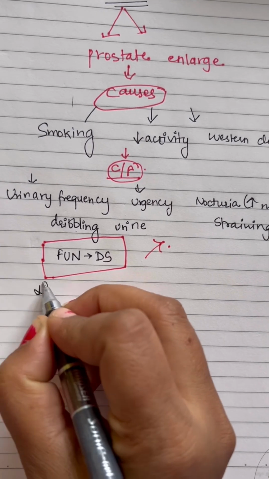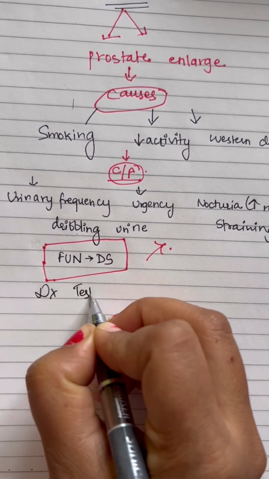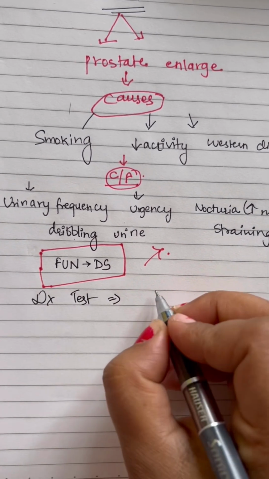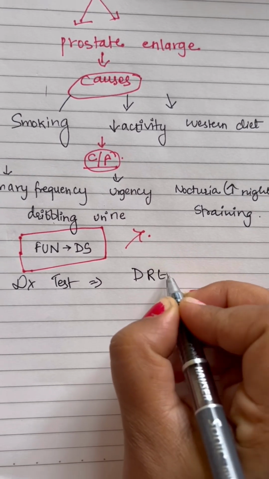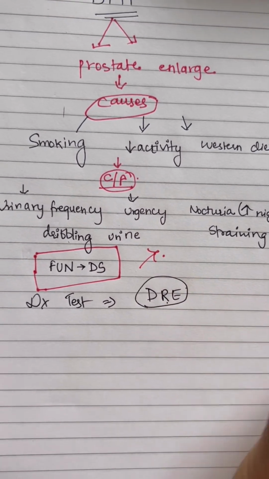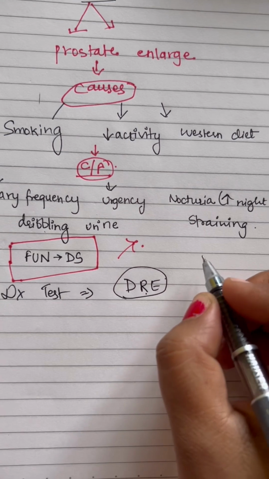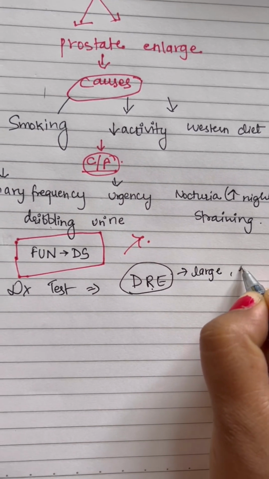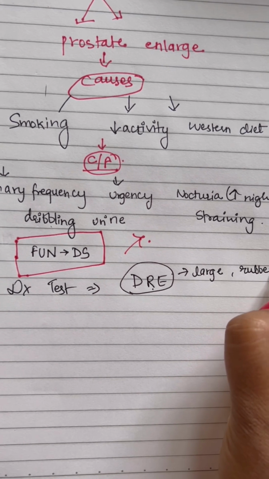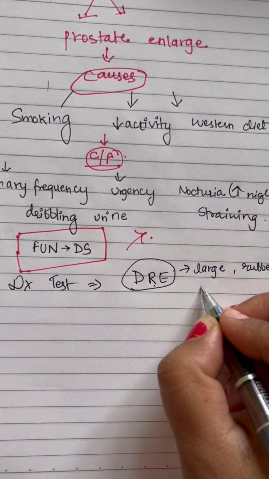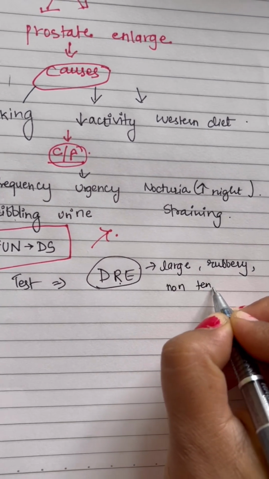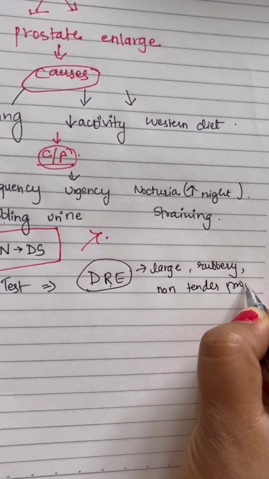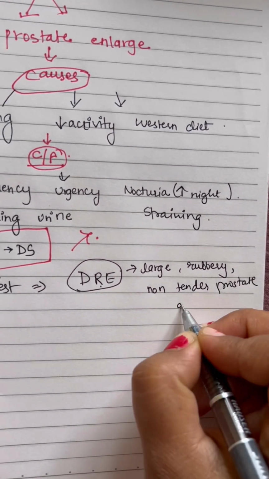So now let's learn about the diagnostic tests. What are the most important diagnostic tests that are usually done in BPH? So remember digital rectal examination, also known as DRE. It is most commonly done in order to diagnose BPH. The digital rectal examination shows a large, rubbery and non-tender prostate in case of BPH.